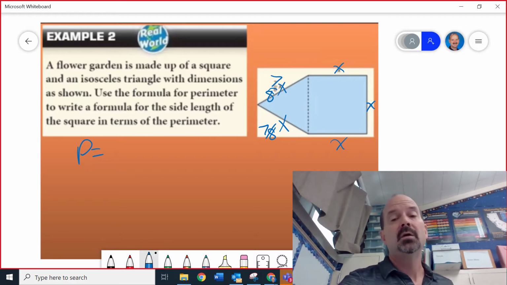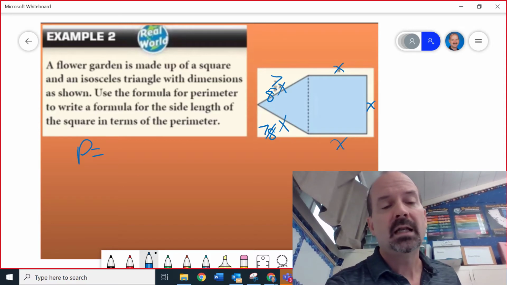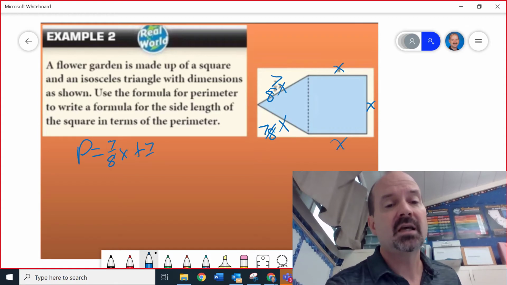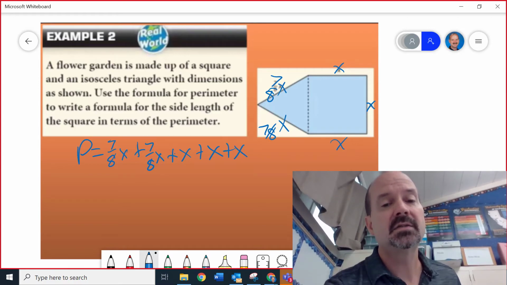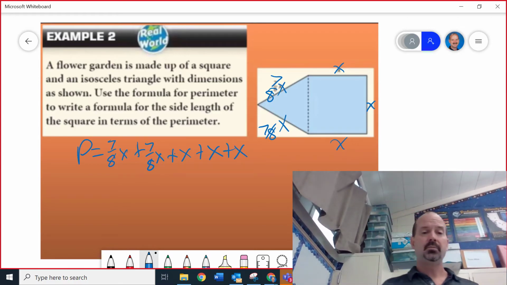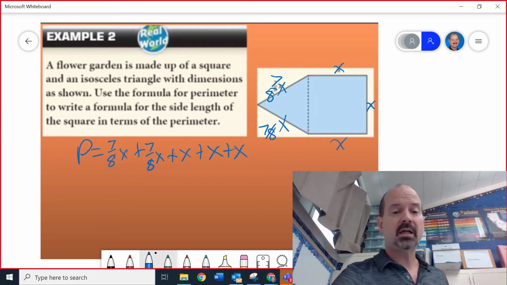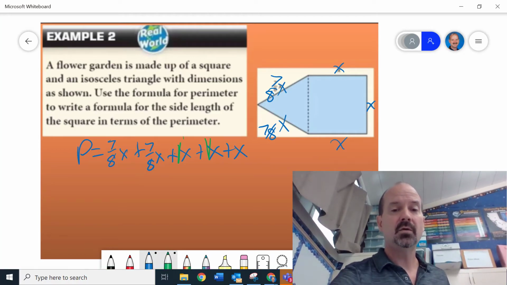So anyway, I can add up all the sides. We have 7/8 X plus another 7/8 X, and then there's three sides that are X. So plus X plus X plus X. So how do you add like terms? Well, we're going to add up all the coefficients. So we got one here and one there and one there.